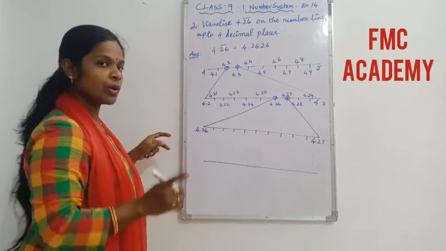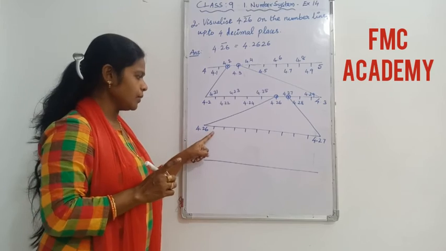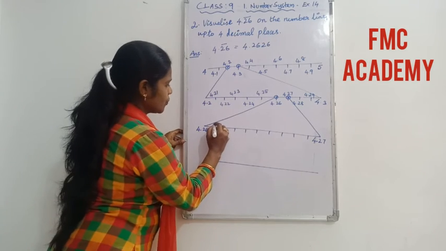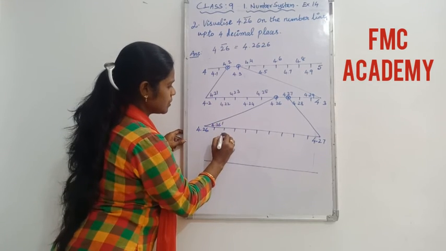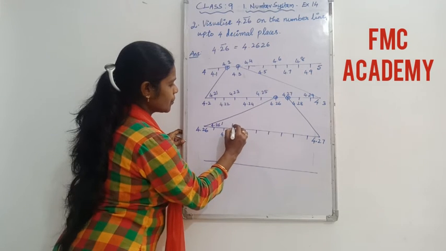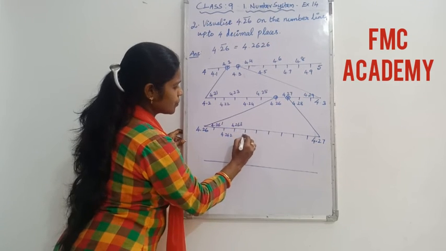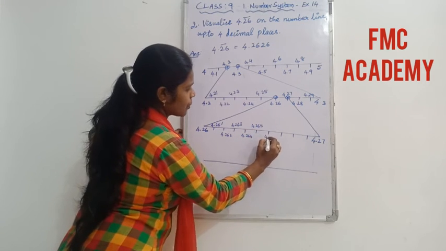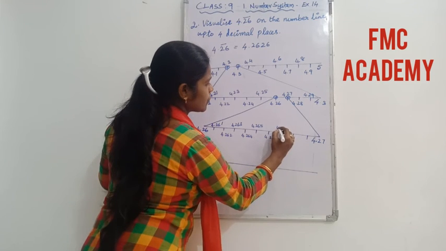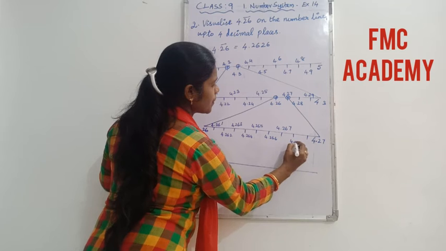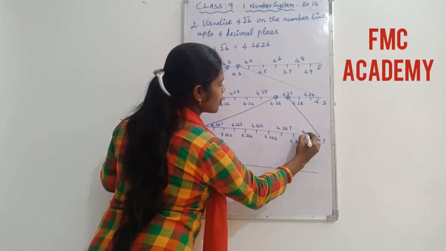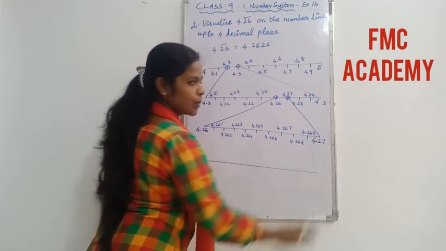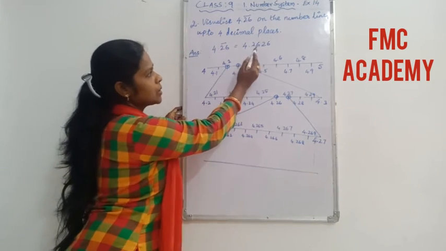Write the decimals. So when you are going to write the decimals, be very careful. Now how will you write? What will be the first number? 4.261. Okay, 4.261, 4.262, 4.263, 4.264, 4.265, 4.266, 4.267, 4.268, 4.269, and then 4.270. Right? Yes.